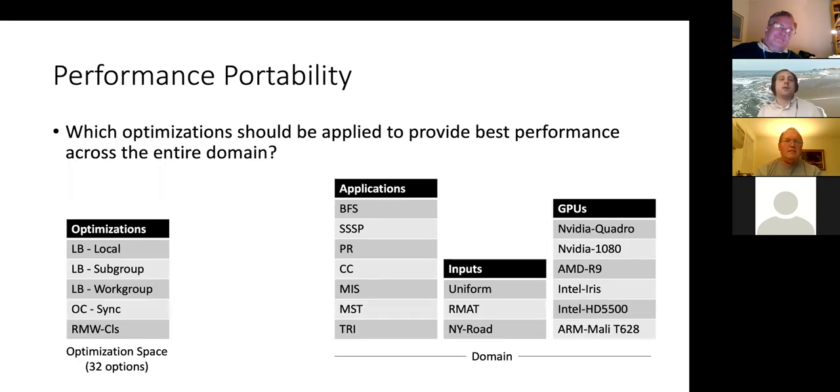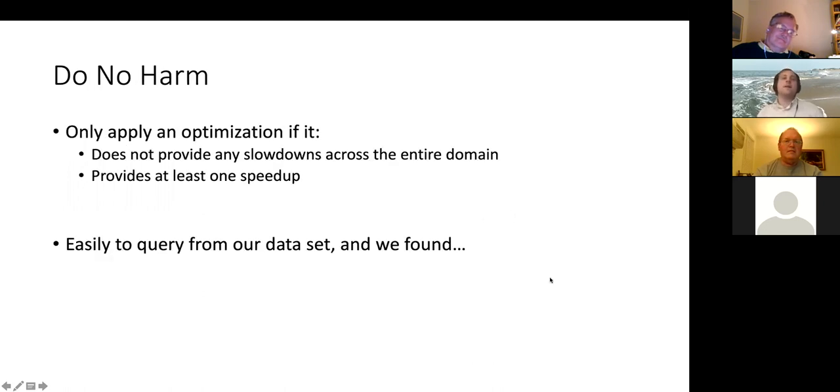Okay, so performance portability. The question that we want to ask is which of these optimizations should we apply to provide the best performance across all of these applications on all of these inputs and all of these GPUs? Well, if we go back and look at classic definitions of performance portability, probably the simplest one can be summarized as do no harm. Only apply an optimization if it doesn't provide any slowdowns across the entire domain and provides at least one speedup. That seems to be pretty non-controversial.